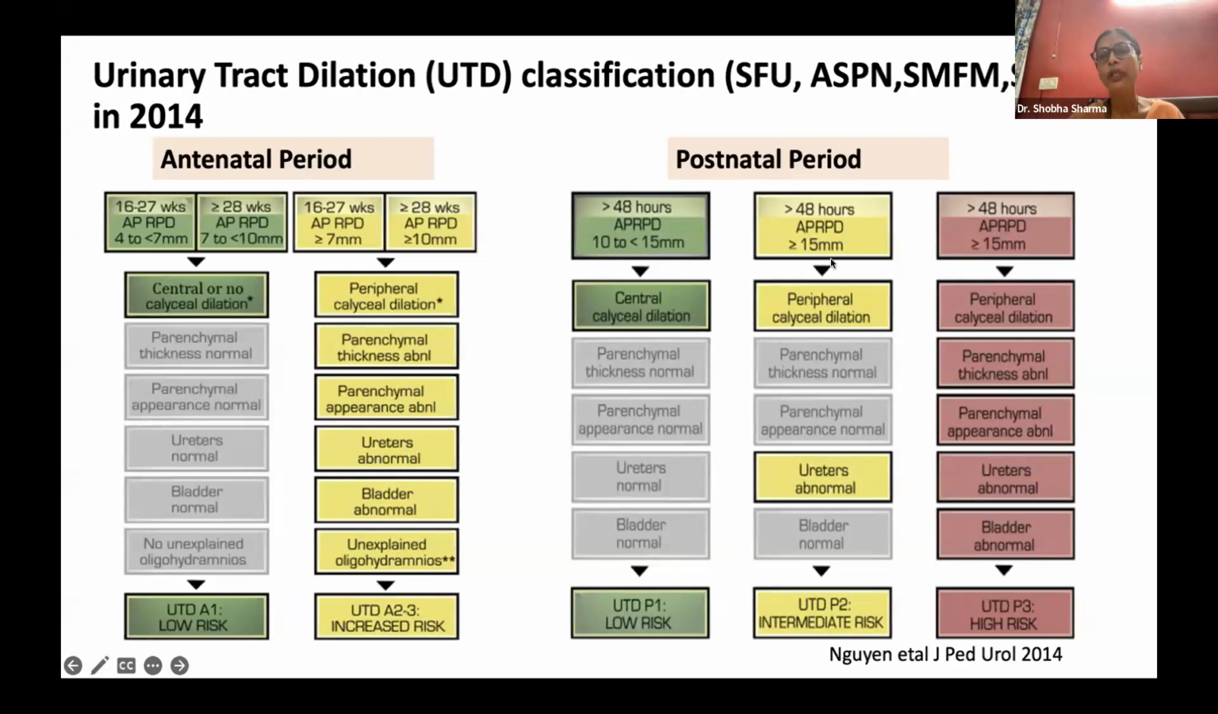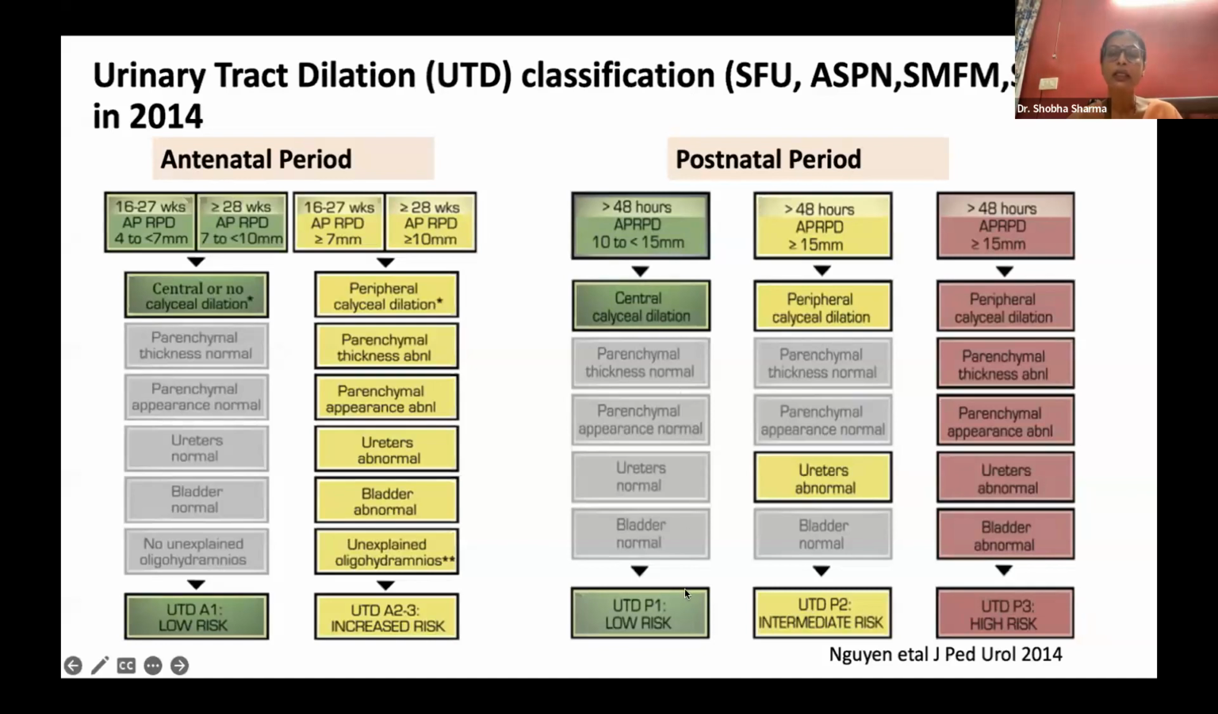Coming to the postnatal period, they have divided this UTD, that is urinary tract dilatation, into 3 risk groups: low risk, intermediate risk, and the high risk group. So again, here the entry criteria is the APD diameter at 48 hours postnatal life. So this is important here. The APD diameter, which is measured after 48 hours of life, is mandatory to be done in all cases of antenatal hydronephrosis. So the findings at that time will decide the postnatal severity classification.